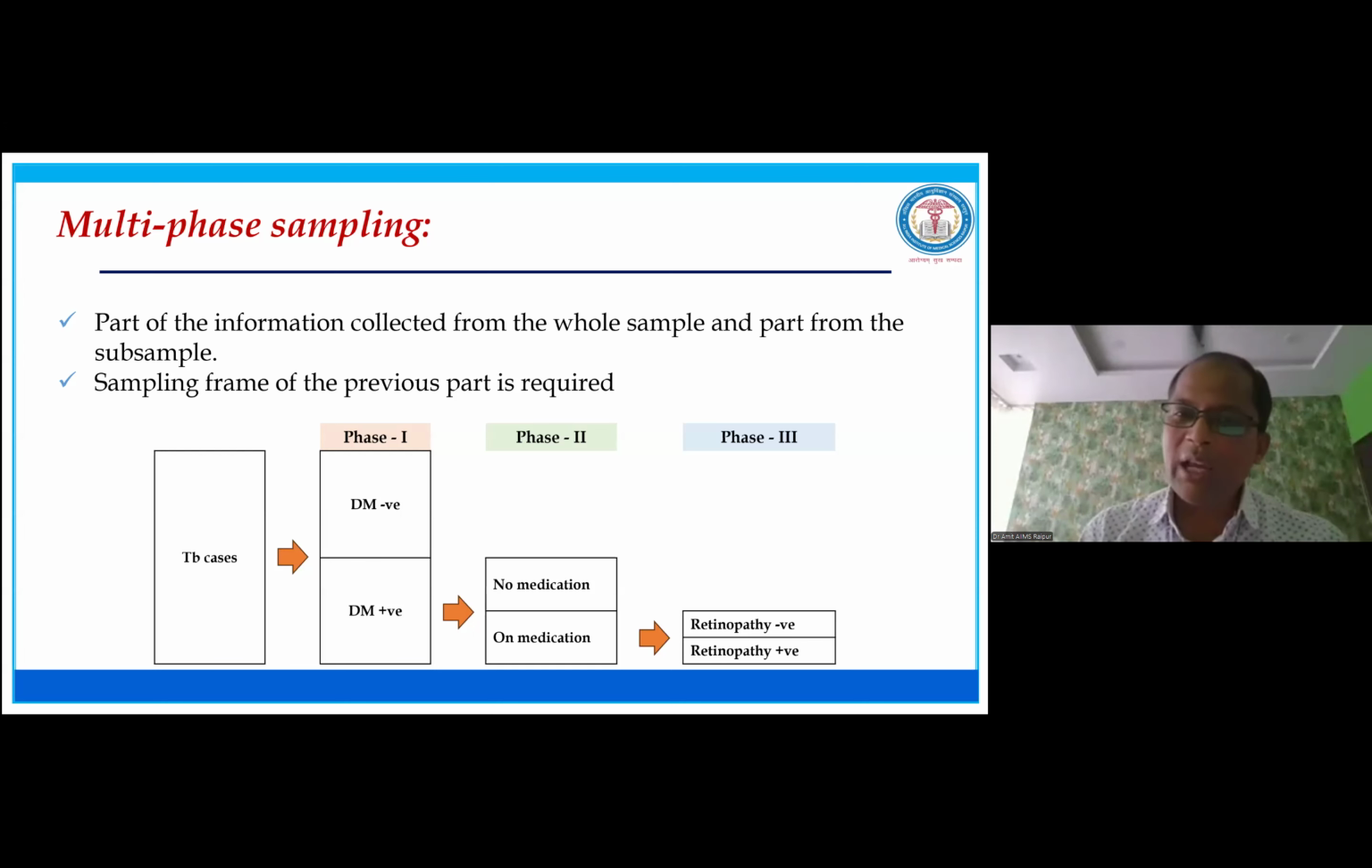Usually, this type of sampling is done when we have limited resources, limited manpower, limited budget, because it is not possible to interview all the study participants at different phases or perform the lab investigations in all the phases. So only those who are positive in a particular phase can move to the next phase. And that's why it is known as multi-phase sampling. So all these are probability samplings.